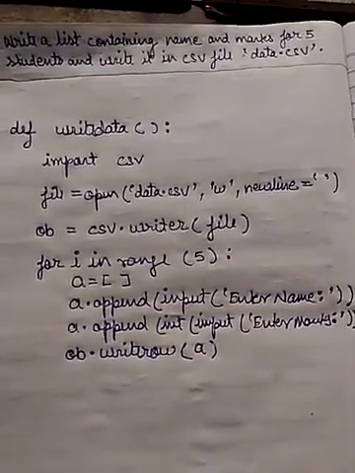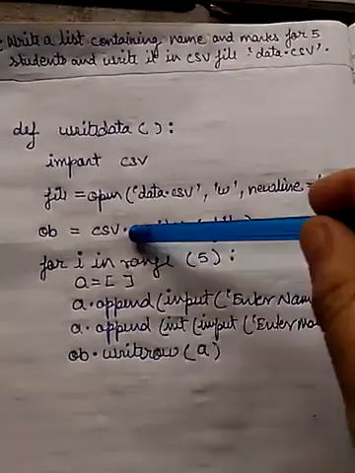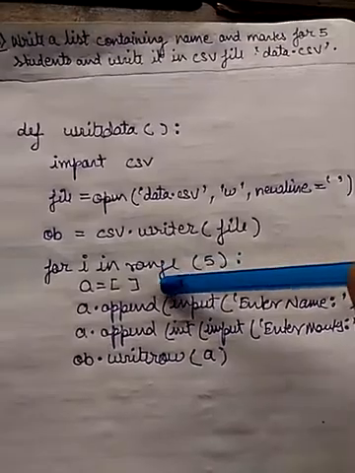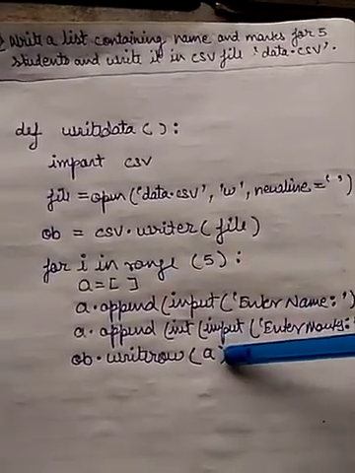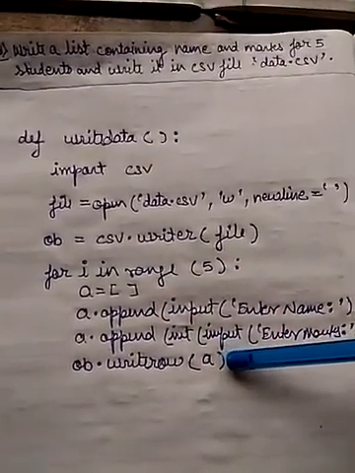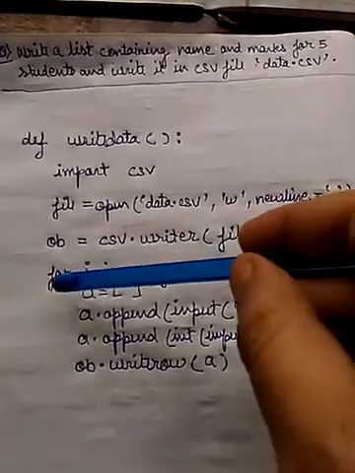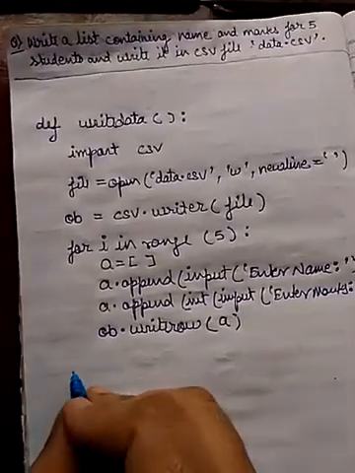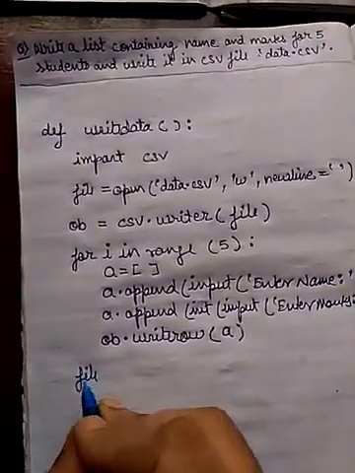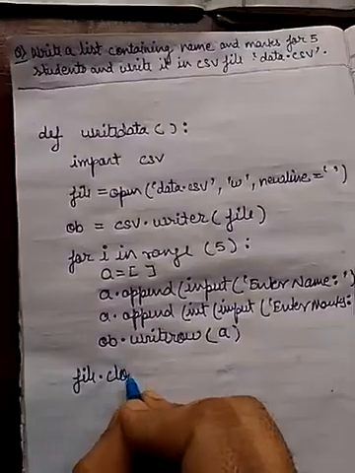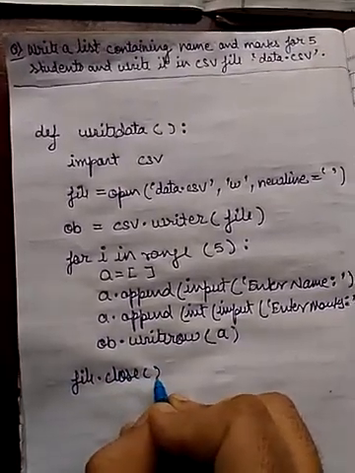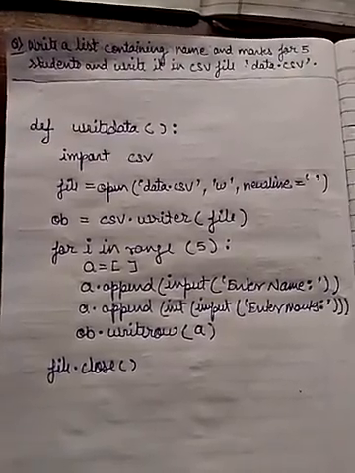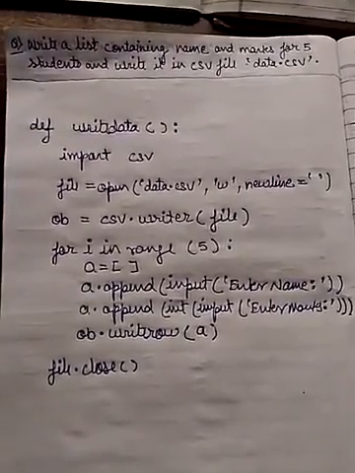So in this way the loop will execute. Again it will read name and marks and it will create a list and write it in the CSV file. After that we have to close the file. So in this indent, meaning after the loop, I am simply writing file.close. So in this way you can write the records of one list at a time in a file.